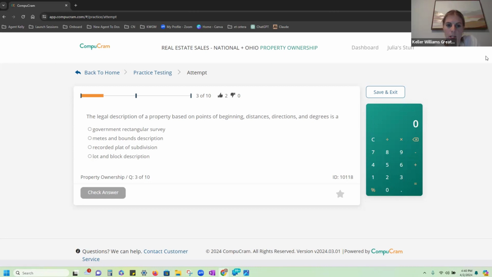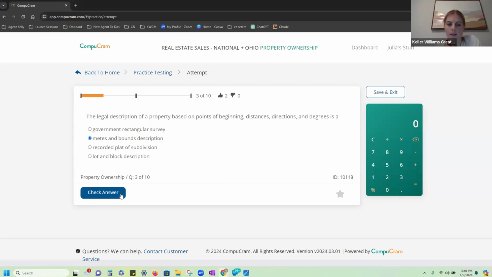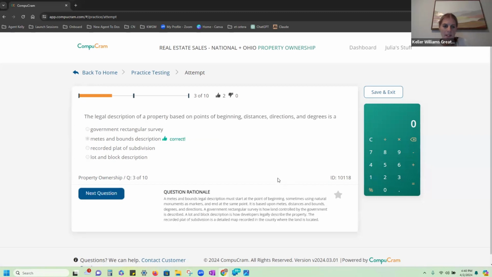Which legal description is based on points of beginning, distances, directions, and degrees? All right, we got B. Question in there. Right. And B is correct.